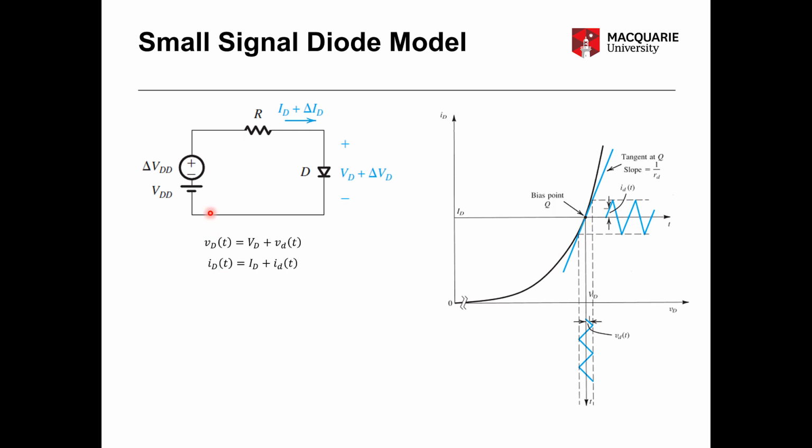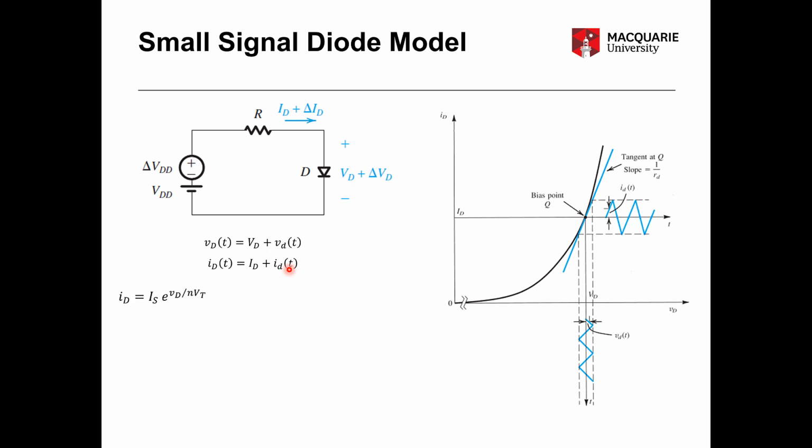So we have our equations here. We have the diode voltage at any point in time, the instantaneous voltage, being equal to the large signal voltage plus the small signal voltage. So in this case, this small v, small d would be equivalent to the delta VD up here. And similarly, we have the instantaneous current ID with time equal to the large signal ID plus the small signal current also changing with time.